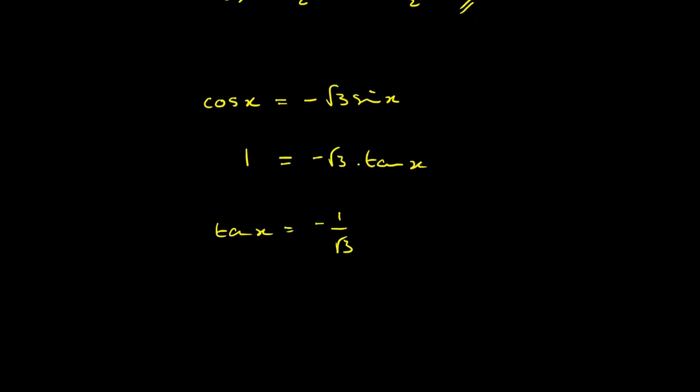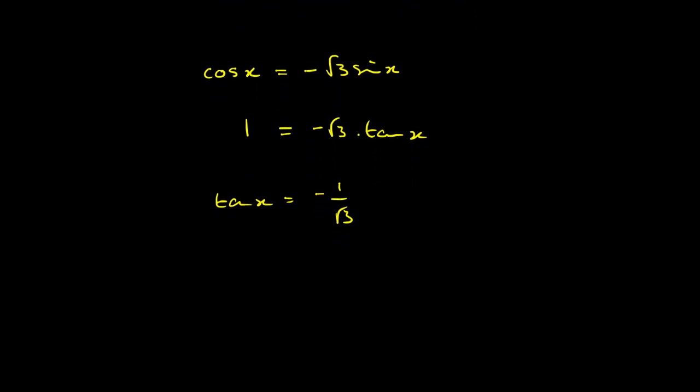And it's usually a good idea to rationalize. The way we're going to rationalize is to multiply top and bottom by root 3. So what we end up with is minus root 3 upon 3. And that should be our answer.